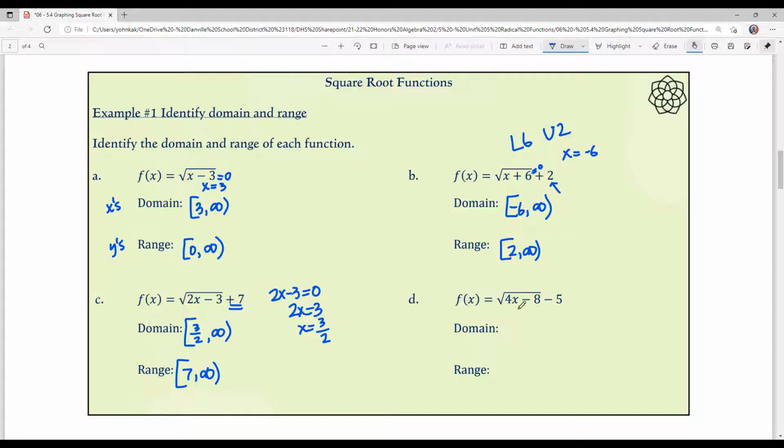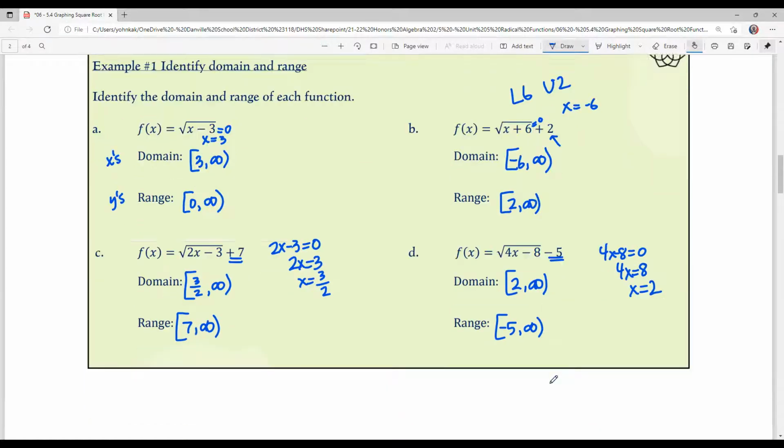If we look at letter D, my domain, I'm going to set 4x minus 8 equal to 0 and solve. So that gives me 4x equals 8. That gives me x equals 2. So my domain is everything from 2 to infinity. My range is connected to my translation down, which is negative 5. So my range is from negative 5 to infinity, including negative 5. Now, sometimes my domain and range might look slightly different, and we'll see that as we start doing problems.